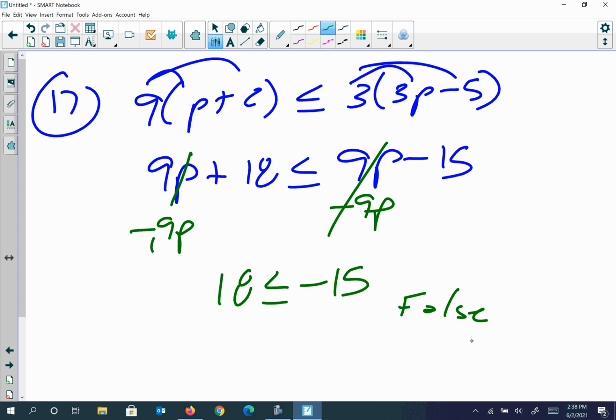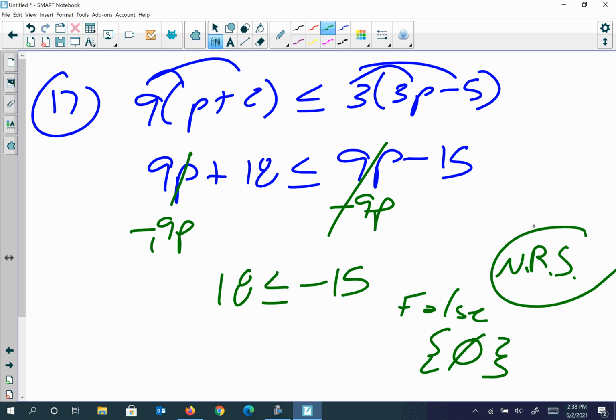So we could put just empty set. Sometimes they put it in brackets like this. So it's kind of how there's not a real solution to this. And that's all we have.